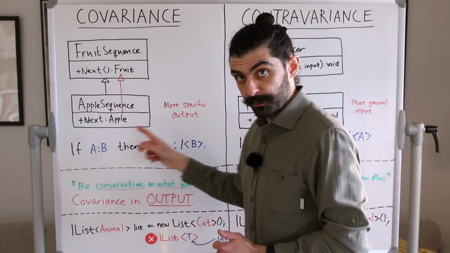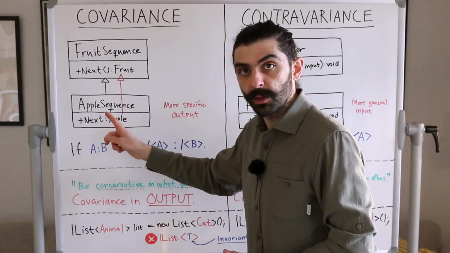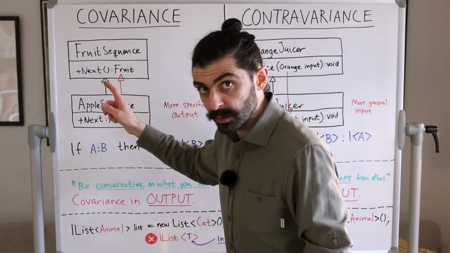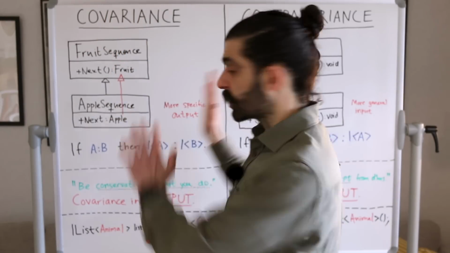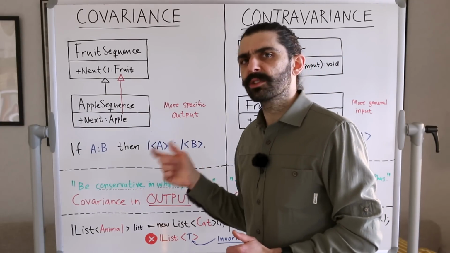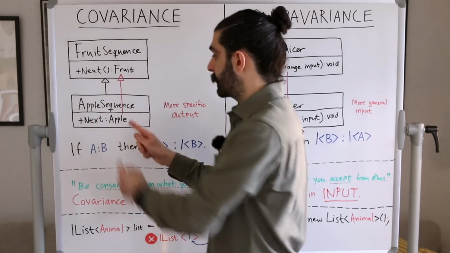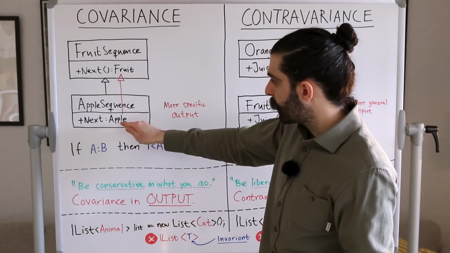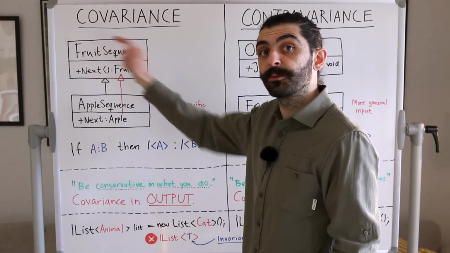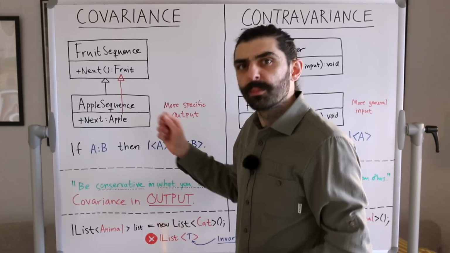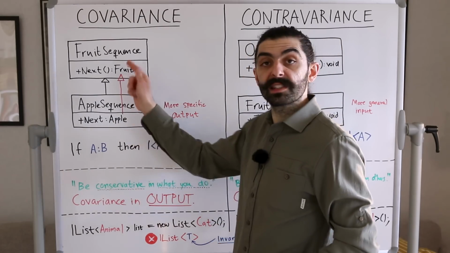And the subtype of fruit sequence is apple sequence. But when you call the next method of apple sequence, you won't get something of type fruit, you will get something of type apple. But because apple is a fruit, not shown in this diagram, you still get back a fruit. And the two arrows move in the same direction. This is covariance. Apple is a subtype of fruit, and apple sequence is a subtype of fruit sequence. So the subtype produces more specific output, apples instead of fruits.